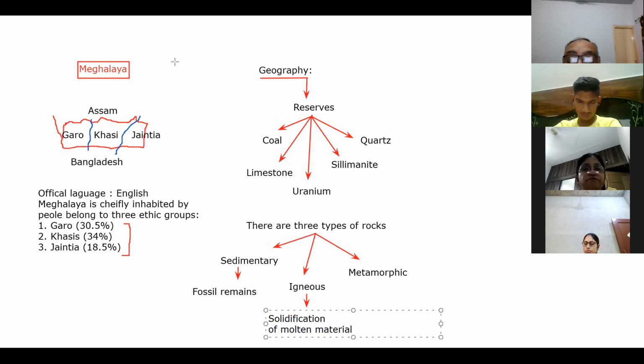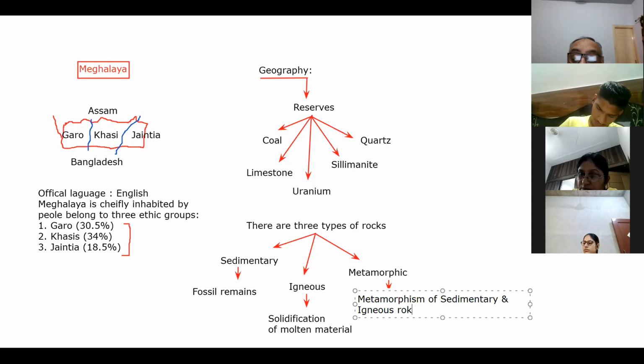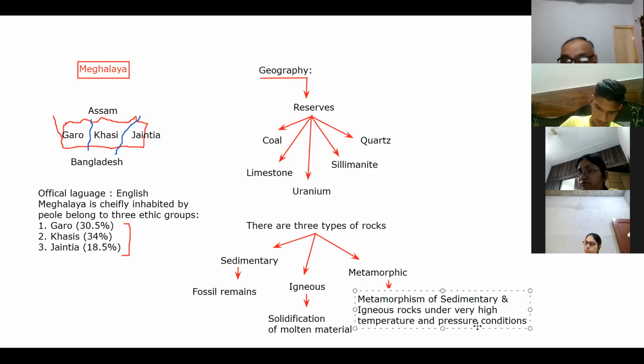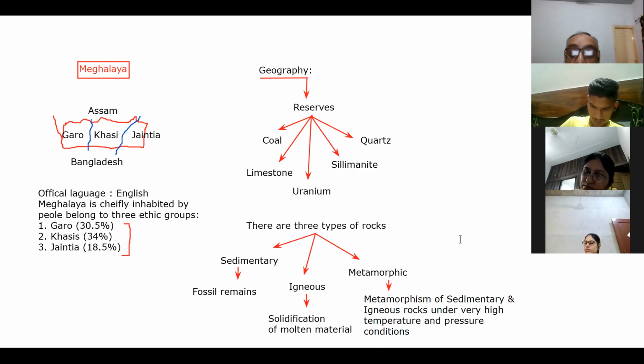And a metamorphic rock is formed by metamorphism of sedimentary and igneous rocks under very high temperature and pressure conditions. So उनका मेटामॉर्फिज्म होता है, उनकी केमिकल प्रॉपर्टीज में चेंज आ जाती है ड्यू टू दैट, राइट? सो ये तीन किस्म की रॉक्स होती हैं, सेडिमेंट्री, इग्नियस एंड मेटामॉर्फिक रॉक्स, राइट?